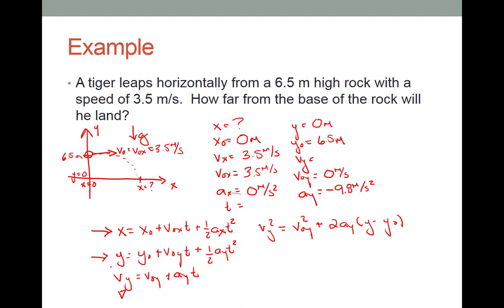As an alternate, if you want to shy away from this one because you realize this is the scenario that leads to quadratic formula and you'd rather avoid quadratic formula, though it actually doesn't come up here, you could use this equation to find Vy and then use this one to find time, an alternate. Okay, so I want to know x. In order to find x, I have to find t. So let's find t.